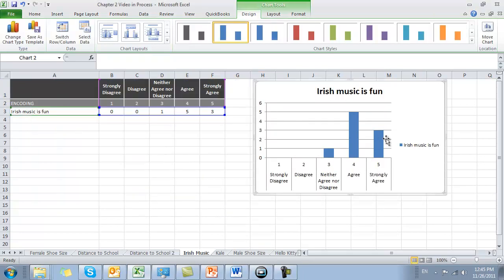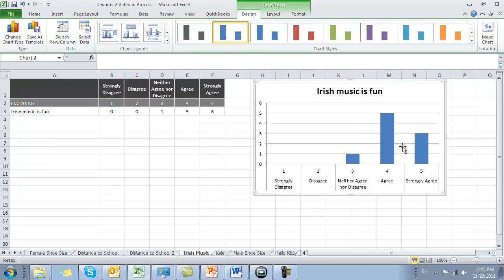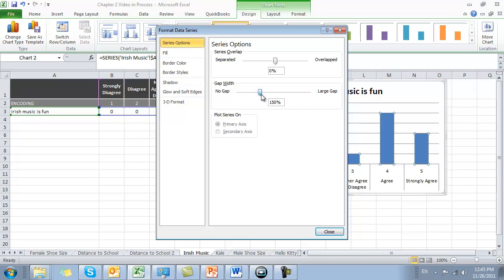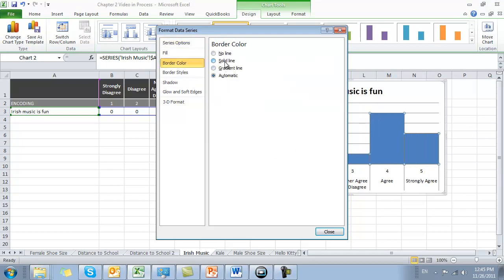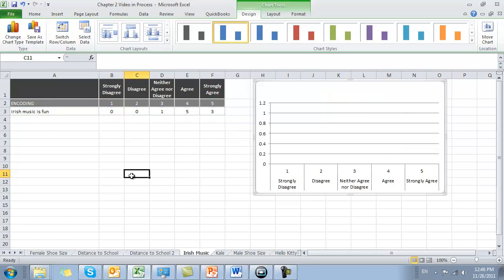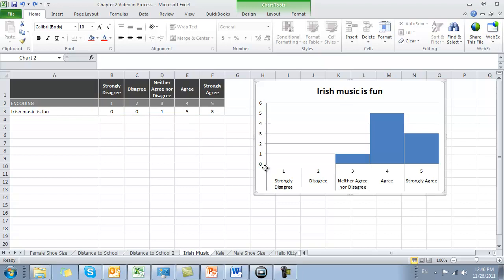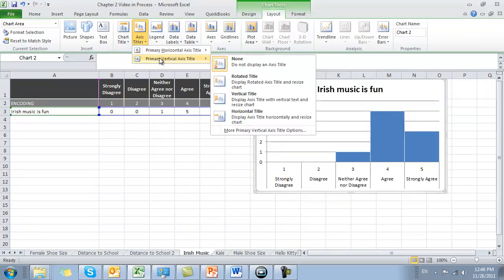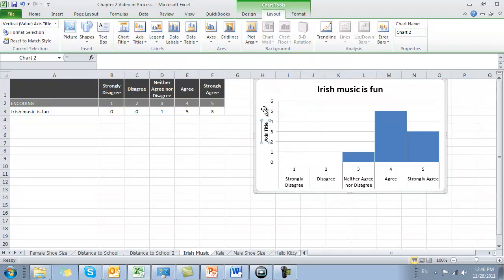Getting rid of the legend. And finally, formatting the data series to get rid of the plot, adding a border, solid line. There we have it. And adding an axis name as well. Layout, axis title, vertical, rotated, response frequency.